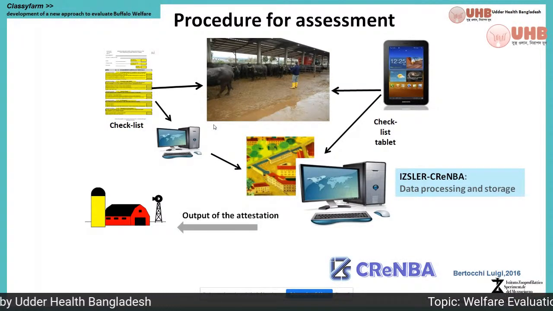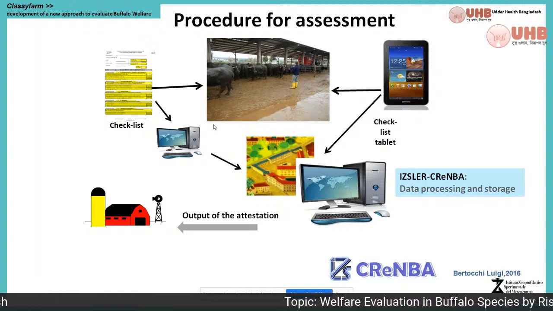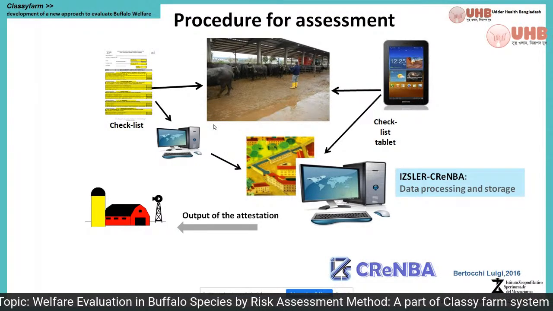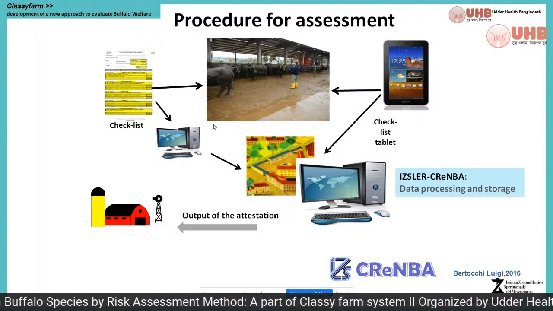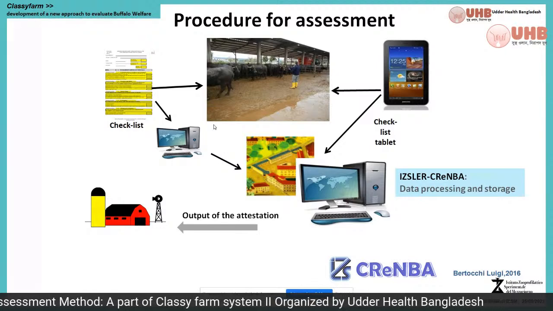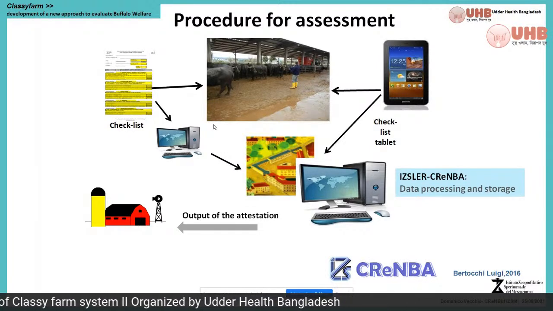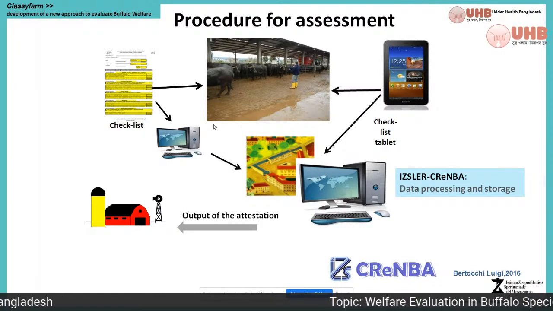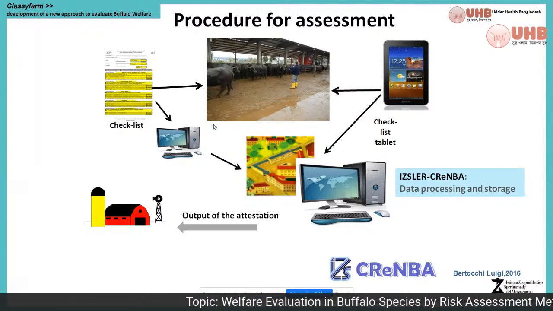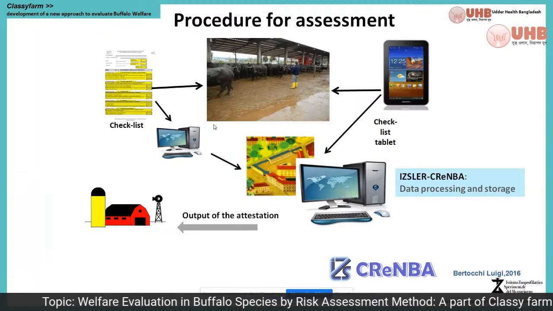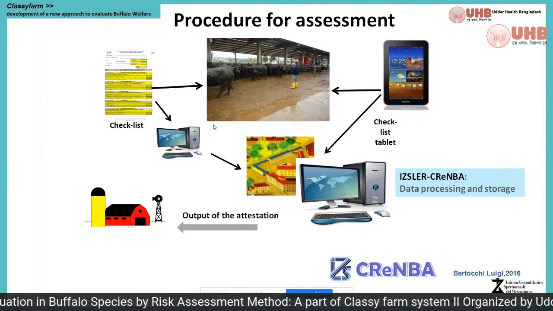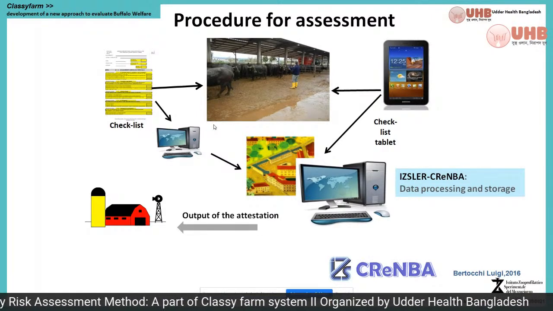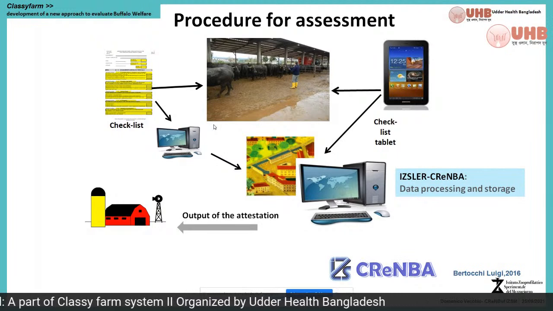But what happens when the evaluator carries out the assessment? First of all, the evaluator, before using the checklist, must be trained by a specific course. He performs a collection of data, filling the checklist, and inserts it on the site or tablet with a personal access. These data are automatically elaborated using the algorithm and processed on the server of Cremba. After this elaboration, a report is output. So the evaluator does not issue an opinion or a personal value, but the system issues an objective and measurable value of welfare for the complex of the farm and for each area.